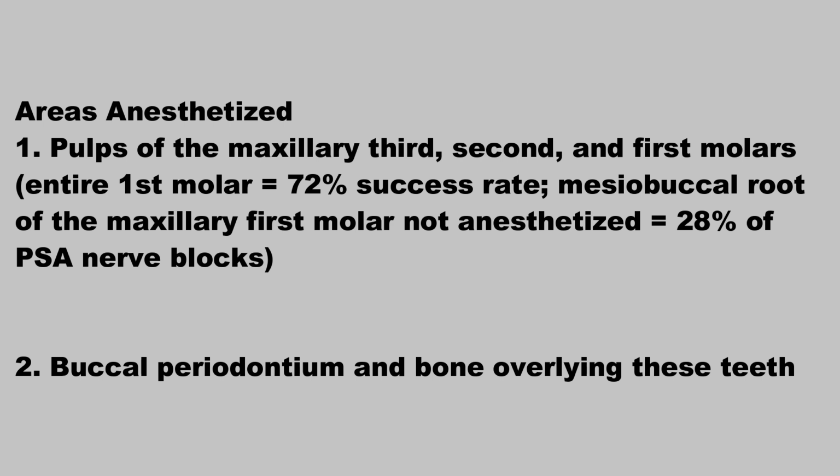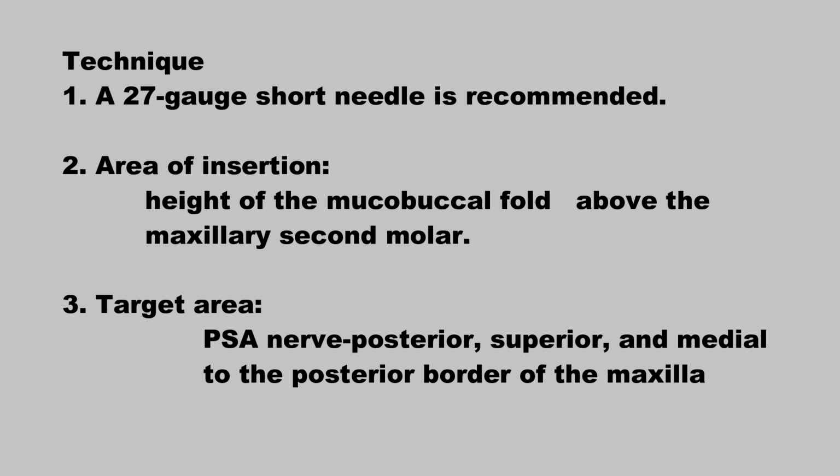2. Buccal periodontium and bone overlying these teeth. Technique. 1. A 27-gauge short needle is recommended. 2. Area of insertion: height of the mucobuccal fold above the maxillary 2nd molar. 3. Target area: PSA nerve posterior, superior, and medial to the posterior border of the maxilla.